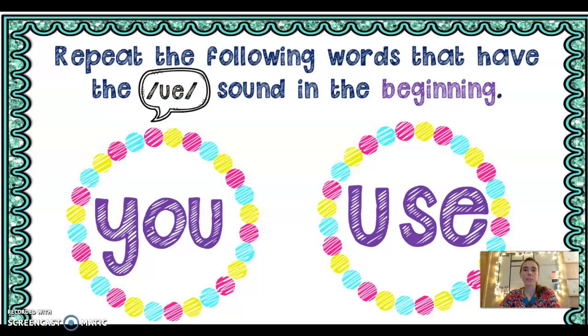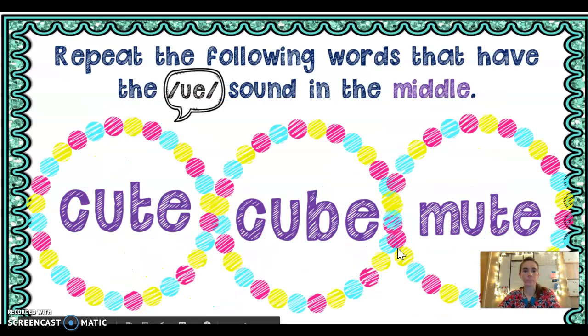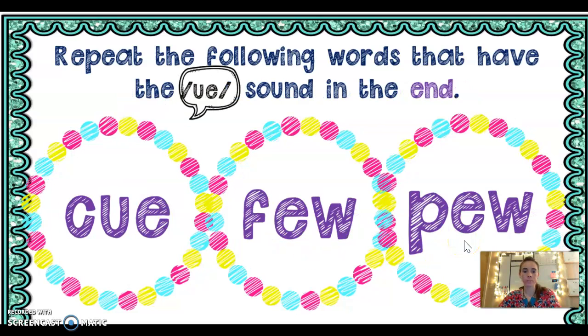Great. Repeat the following words that have the OO sound in the beginning. Repeat after me. You, use. Repeat the following words that have the OO sound in the middle. Cute, cube, mute. Repeat the following words that have the OO sound in the end. Cue, few, pew.